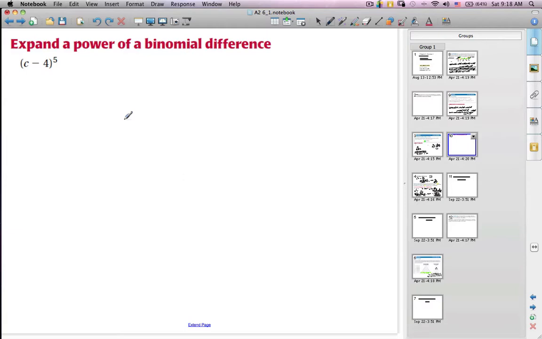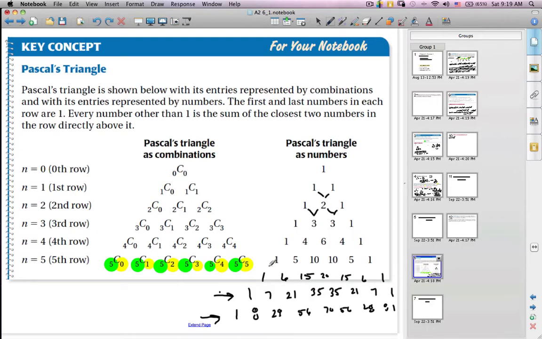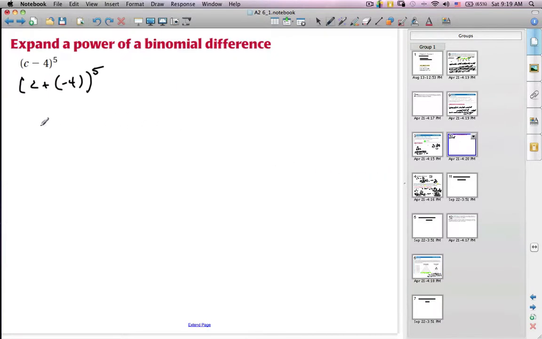Okay, so we're going to be really literal and mathy, and we're going to go, okay, well, this second term, this is really C, this binomial is really C plus -4. So my second term is actually -4. Okay, I need the terms from Pascal triangle's fifth row, so 1, 5, 10, 10, 5, 1. I'm going to go back and I'm going to use those. Thank God these things keep getting smaller. I'm going to do pluses again.